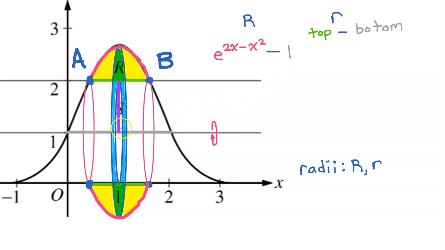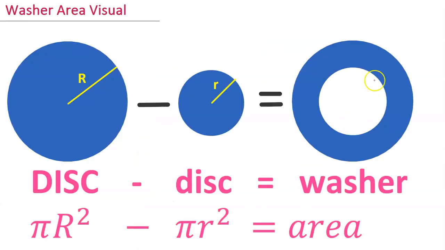Now let's find an expression for the small radius, again by subtracting the top function minus the bottom function. In this case, the top function is 2, and the bottom function is 1. But 2 minus 1 is just 1. So that's it for step 1. We have an expression for the big radius and the small radius. Step 2 is to write an expression for the area of the washer. You can visualize the area of a washer as the area of a big disk minus the area of a small disk.